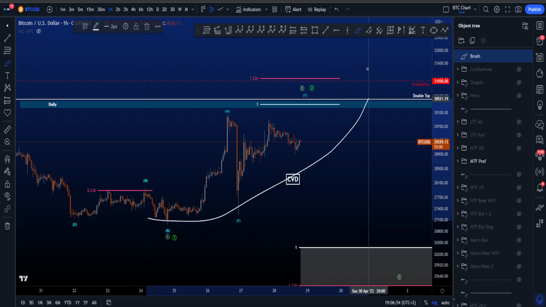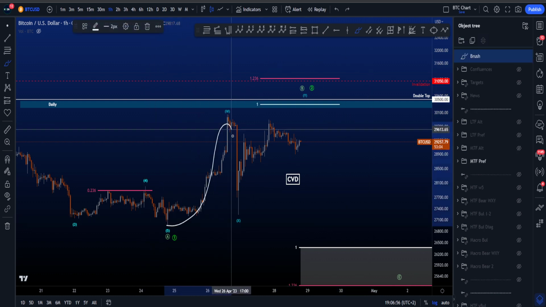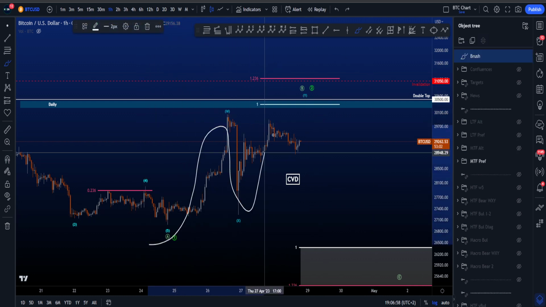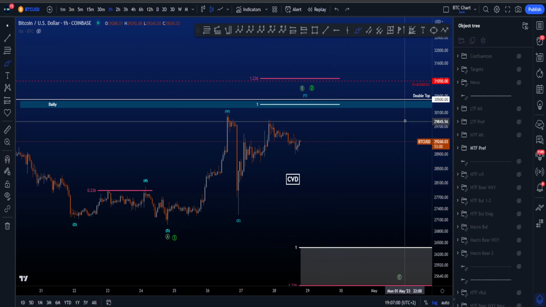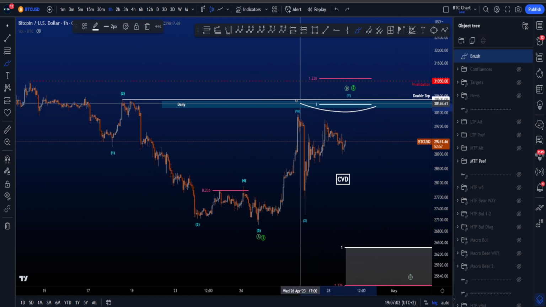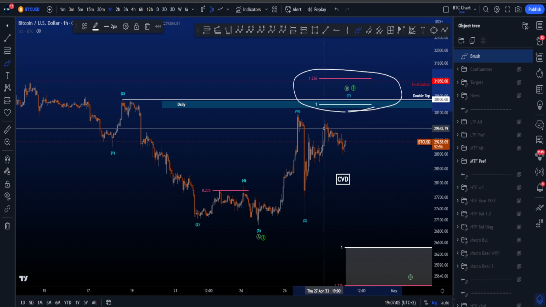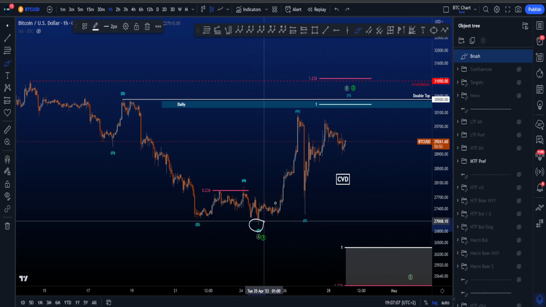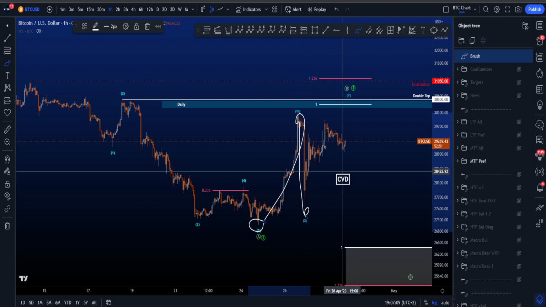3. If we then zoom into the corrective structure, I'm looking for a WXY, which is a 3, 3, and then eventually another 3-wave move, where the most common target for a wave Y is in between the 1 and the 1.236 over here, the 2 fibs, taken from the low of A to the high of W to then the low of this wave X.